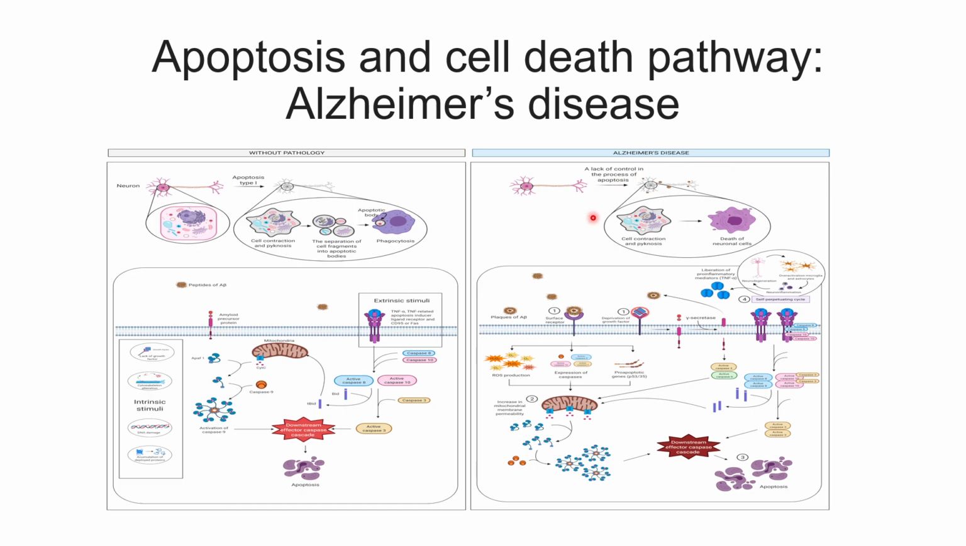However, in the case of Alzheimer disease, the plaque of AB, that is amyloid beta, will attach to the surface receptor, and this will activate the downstream signal in the cell in such a way that it will make the membrane of the mitochondria more permeable. So this leads to more leaks of cytochrome C protein into the cytosol.